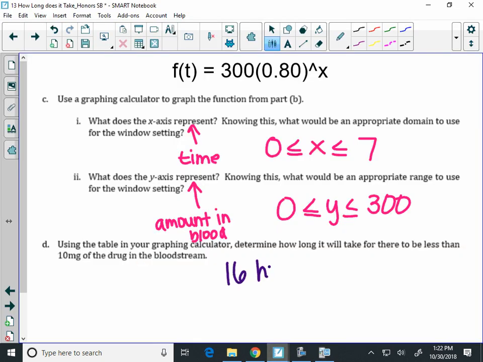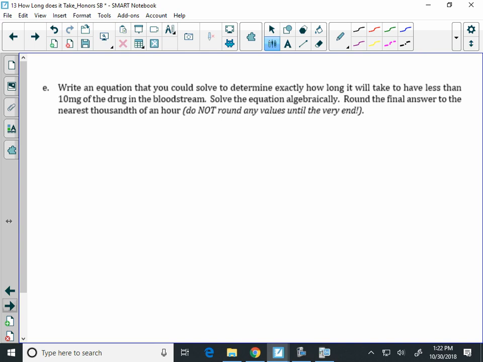Good. Now, again, we know it's about 16 hours, but we need to find it exactly because, you know, what fun is it just stopping here? Right? This is the most fun part of your day, right? Solving exponentials? I thought so. We're going to write an equation. So we want to take the amount we started with, which was 300 times 0.8 to the t. What should I set this equation equal to this time to find the time where it gets to 10? To 10. Okay.